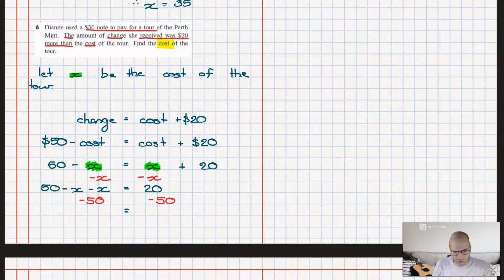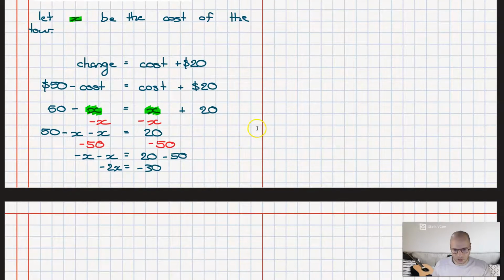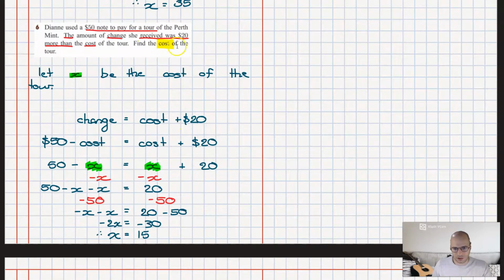And therefore we're left with minus X, 20 minus 50. Collecting like terms, we get minus 2X on the left, and minus 30 on the right. Then we solve by dividing both sides by minus 2, so we get positive 15. So what we find is that the cost of the tour was $15.